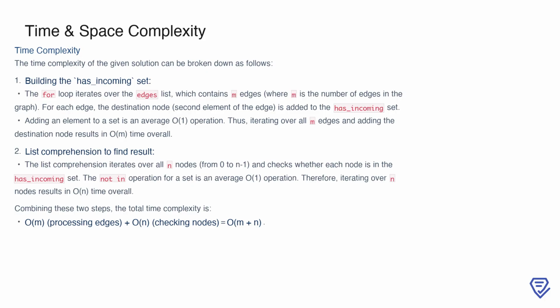Next, we use a list comprehension to identify the result nodes. This involves iterating through all n nodes and checking whether each node is not present in the has_incoming set. The membership check for a set is an average O(1) operation, so iterating over all n nodes also takes O(n) time. Combining these two steps, the total time complexity becomes O(m) for processing the edges plus O(n) for checking the nodes, resulting in O(m plus n).